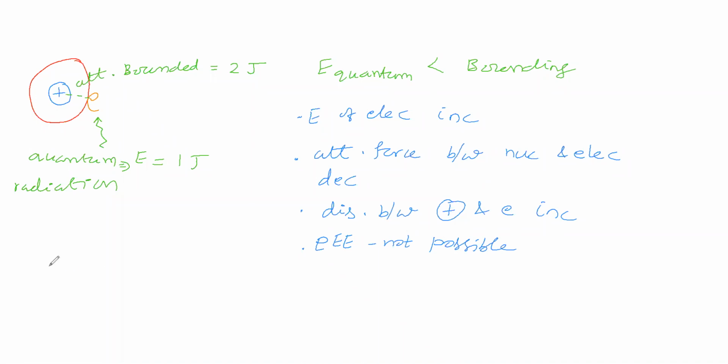Now this energy of quantum is directly proportional to the frequency of radiation. This we got in Planck's quantum theory. Energy of quantum is directly proportional to frequency of radiation. So here in this place, the frequency of radiation is such that photoelectric effect is not possible.